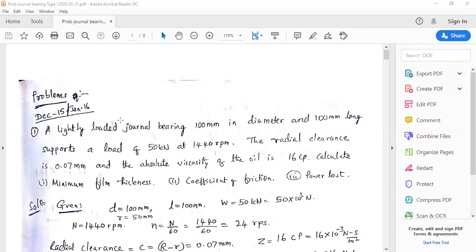Now, based upon that procedure itself, there will be two types of problems that will be asked. One is with the known value of the diameter of the journal, that is, the shaft diameter will be given. With the known value of the diameter of the shaft, we have to determine either the minimum film thickness, coefficient of friction, power lost due to friction, Sommerfeld number, flow rate, all those things that we have to calculate.